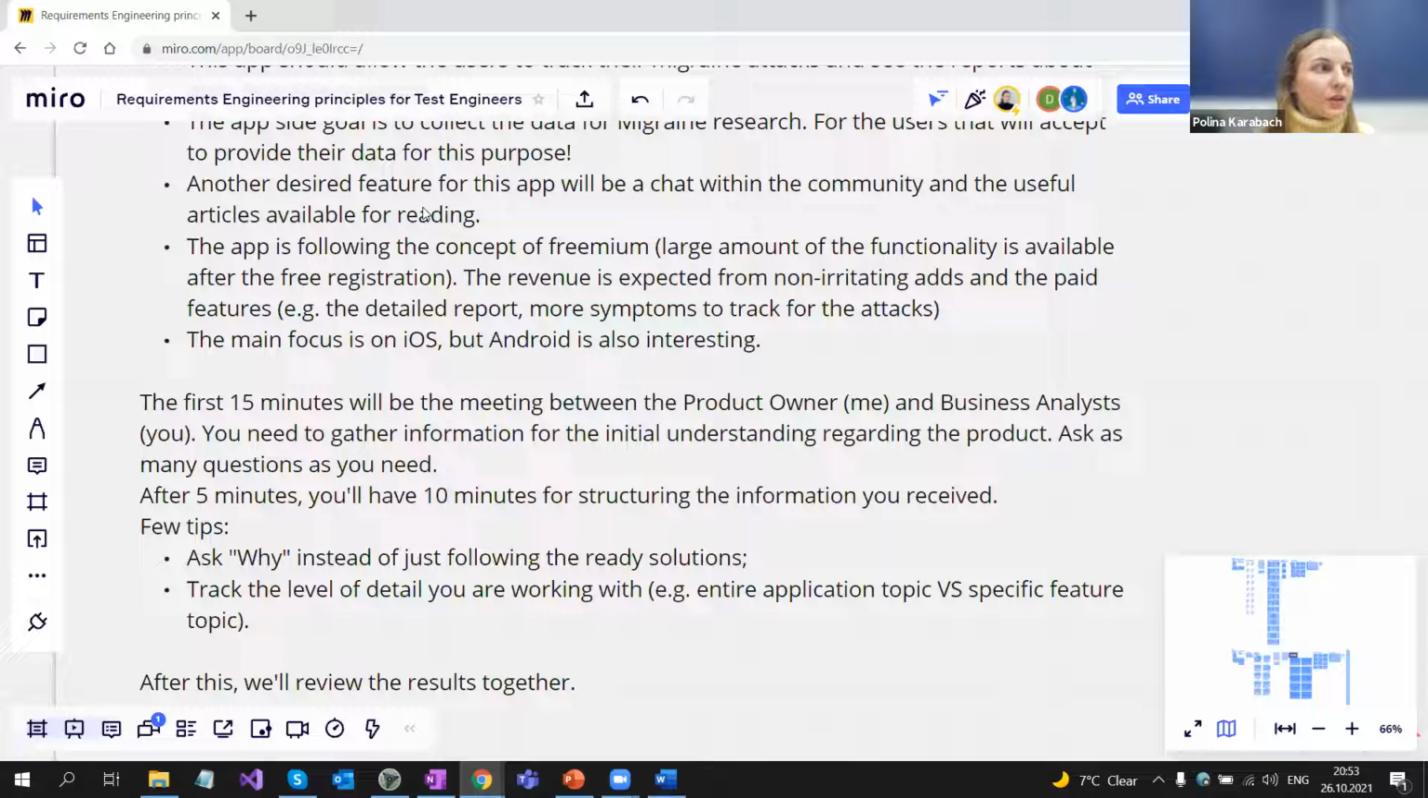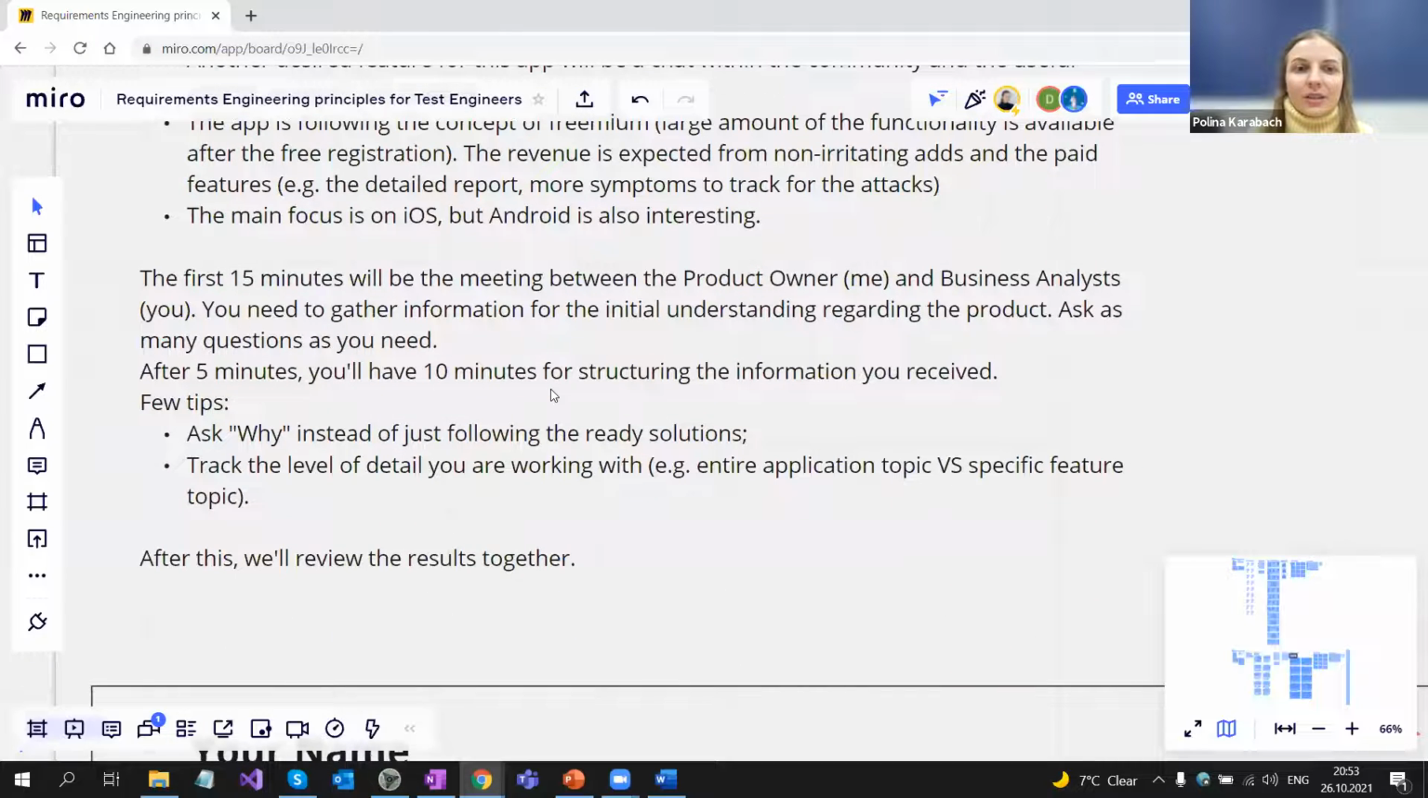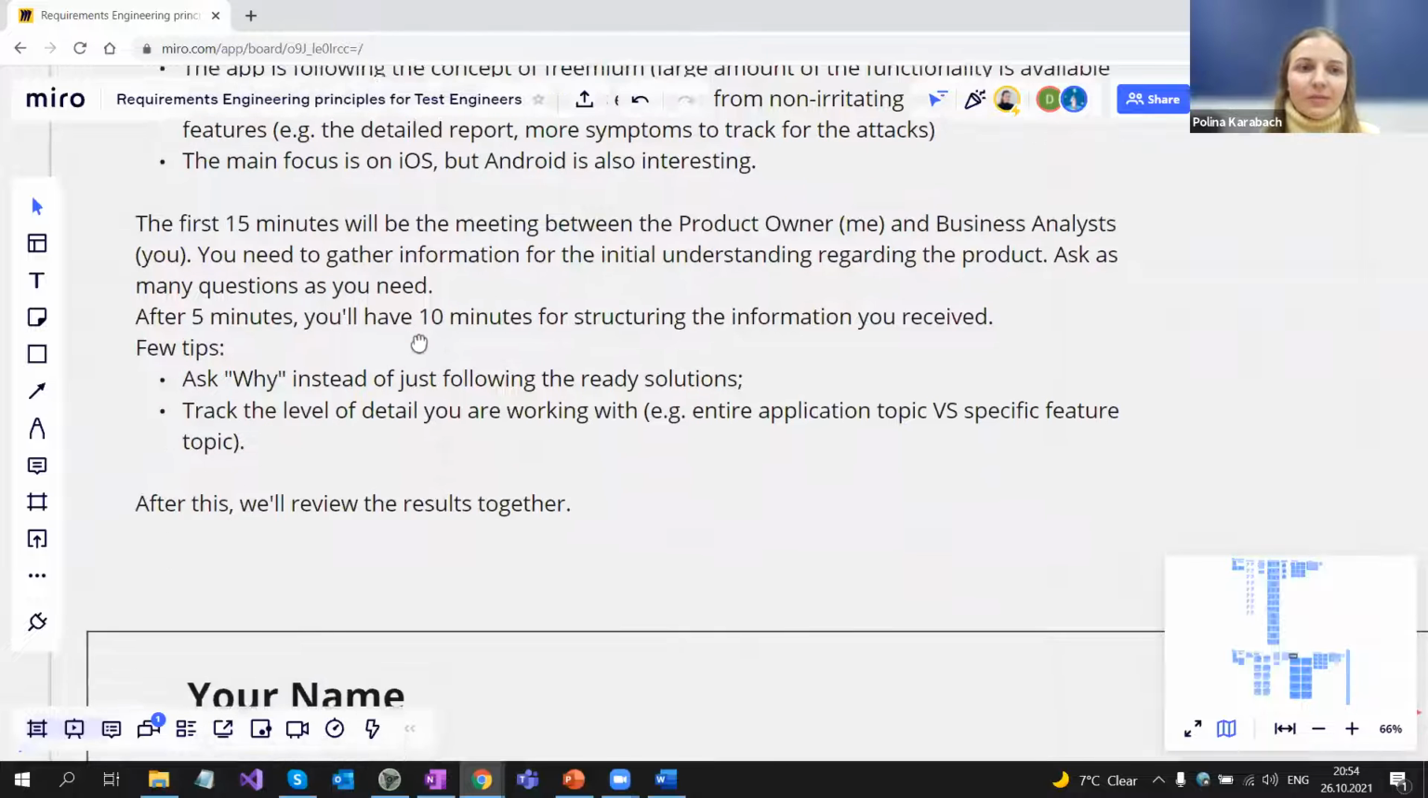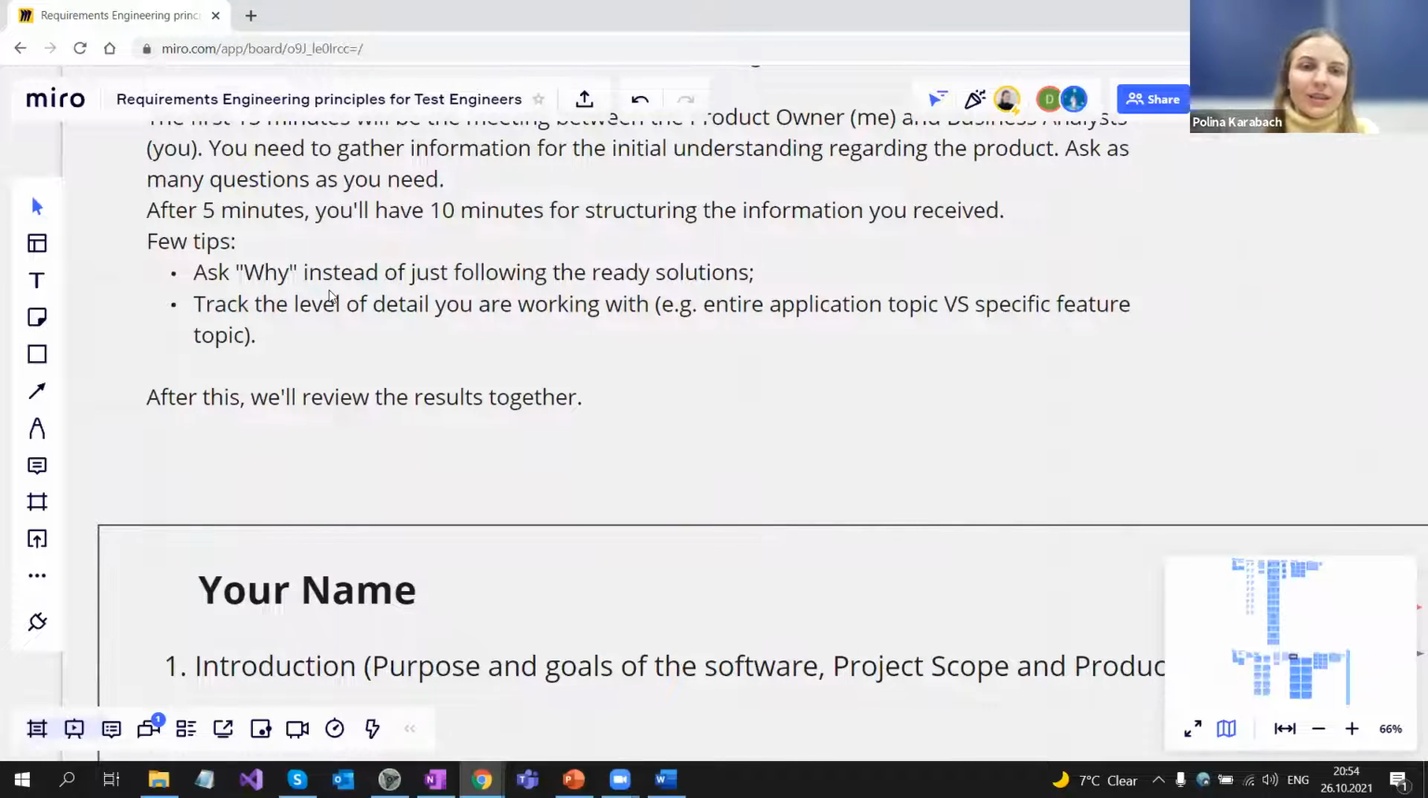And now we can have a discussion. You can ask as many questions as you want to the product owner. Maybe we'll use about 7 to 10 minutes, maybe not 15. You need to gather information about the product, at a very high level right now, but you can also dive into more details if you need. A hint: ask why instead of following the solutions the product owner may tell you. I will be acting in the role of product owner, and track the level of detail you're working with, either on the level of the application or going deeper into a specific feature.